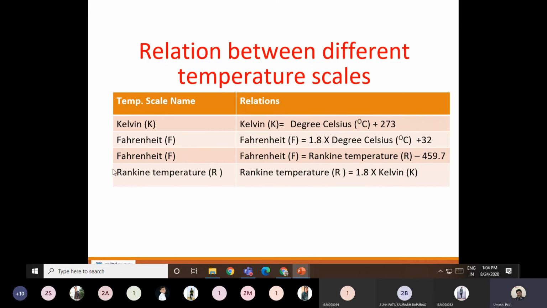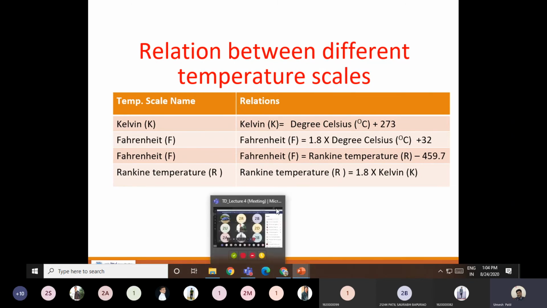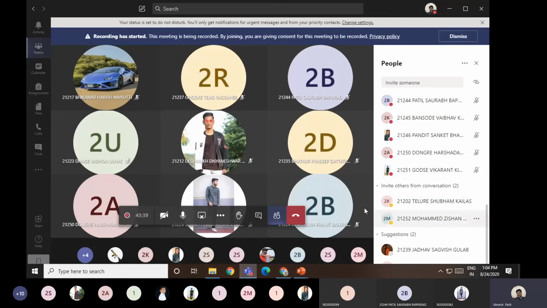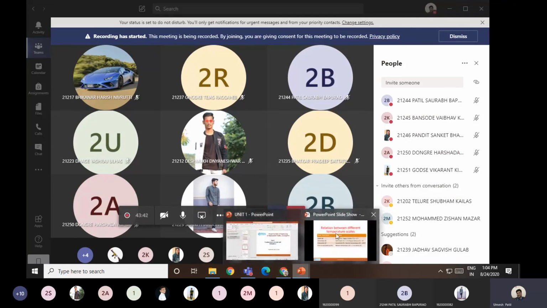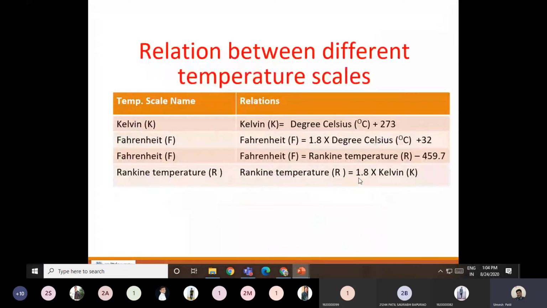So by using these relations, we can relate the different temperature measuring scales with each other. As per the convenience, we can convert degree Celsius into Kelvin or Kelvin into degree Celsius, Fahrenheit into degree Celsius or vice versa, Fahrenheit into Rankine or Rankine into Fahrenheit, and similarly we can convert Kelvin into Rankine scale.